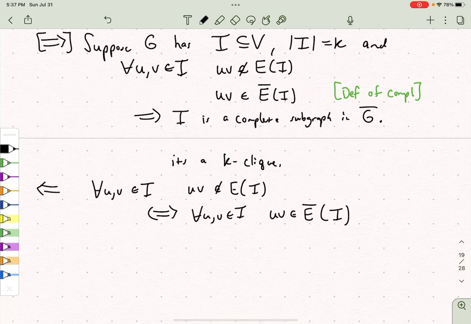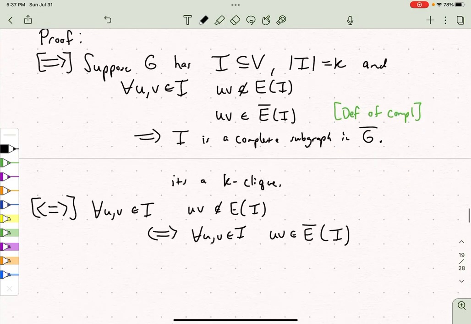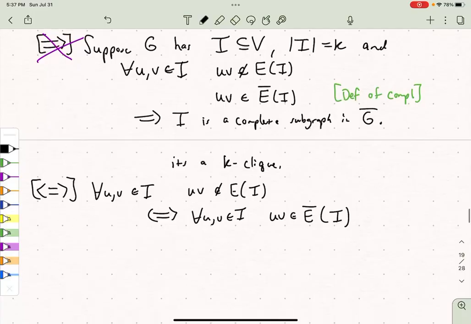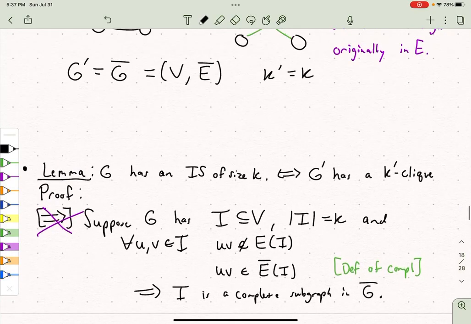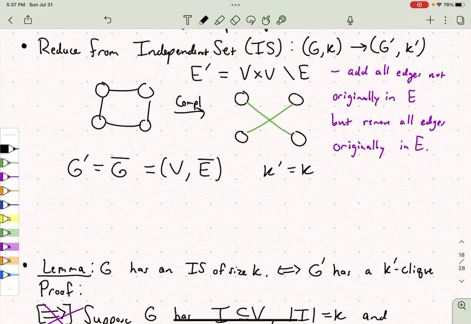So really, we can just do both of them at once. It's a nice example of when you don't actually need to prove both separately. Okay, so that's the proof. Pretty straightforward, just by definition. And so our reduction, is it fast enough though?